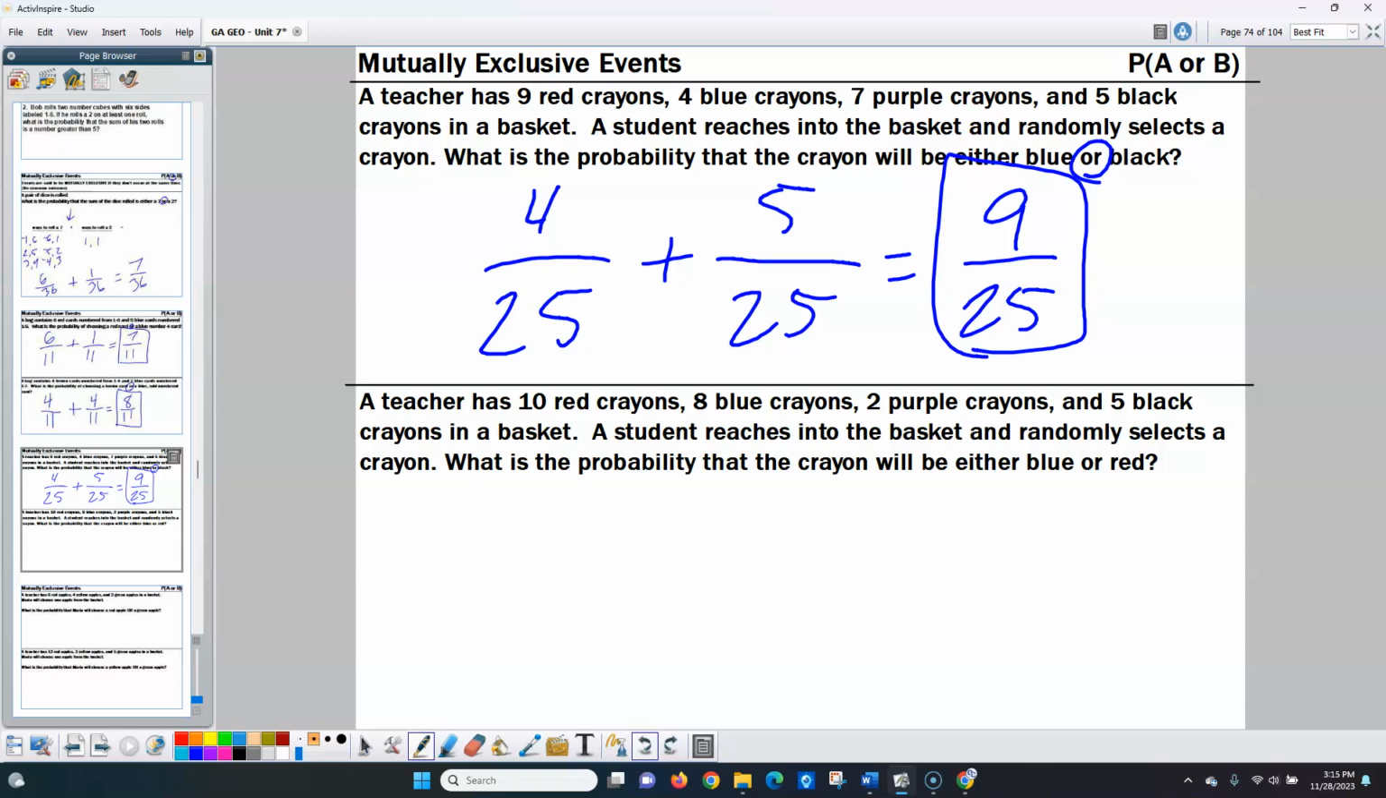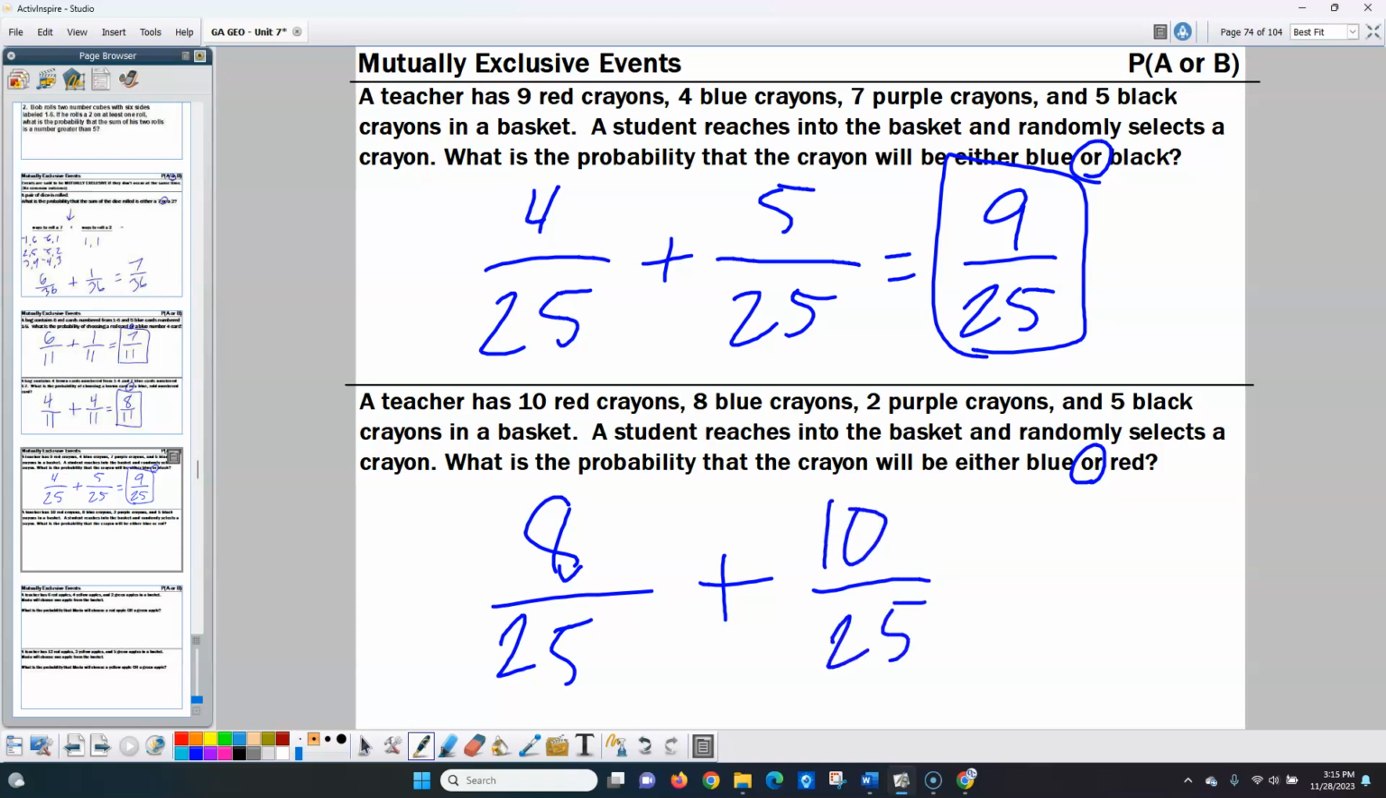Or means add. Okay. Total crayons, 25 total crayons. And how many of these are blue? 8. Plus, how many of them are red? 10. That would be 18 out of 25 would be your answer there. 18 out of 25.